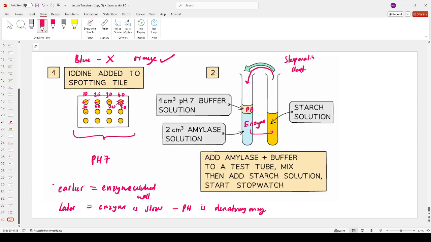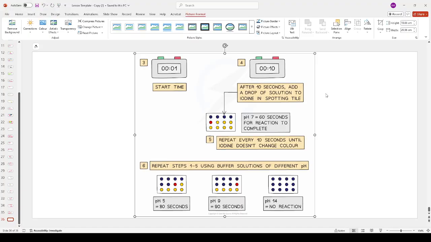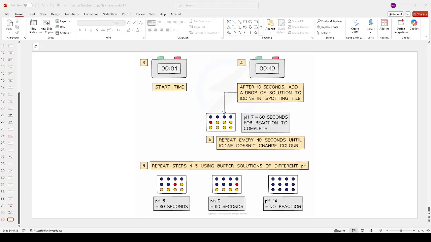So what do we need to do now? Everyone in the chat, what do we need to do now? Correct. We need to repeat the whole investigation for another pH. And we want to see how quick it turns orange. Do you get it? So you can see here, after the stopwatch, there you go.